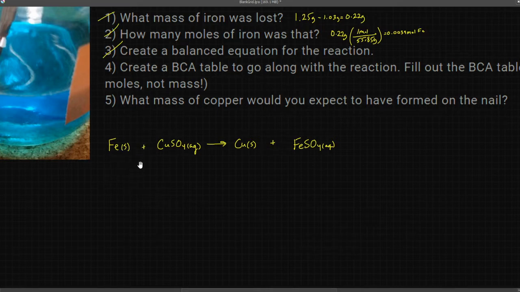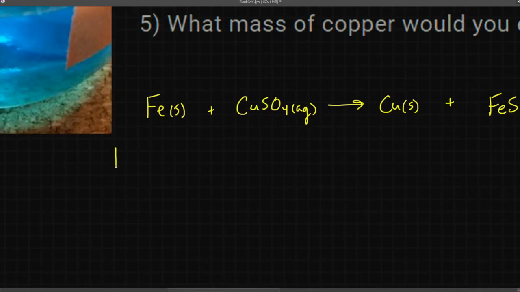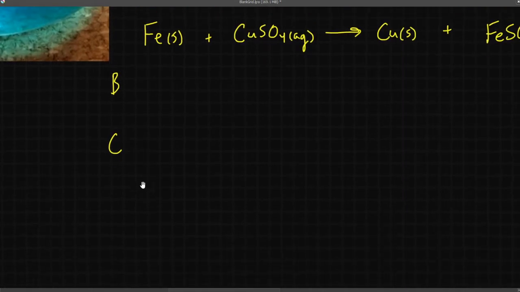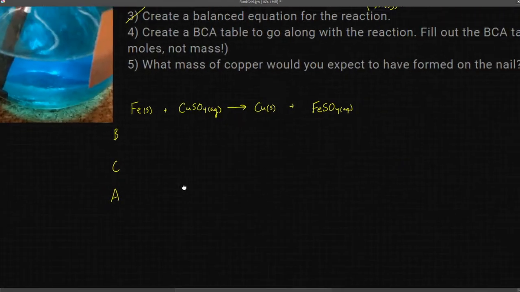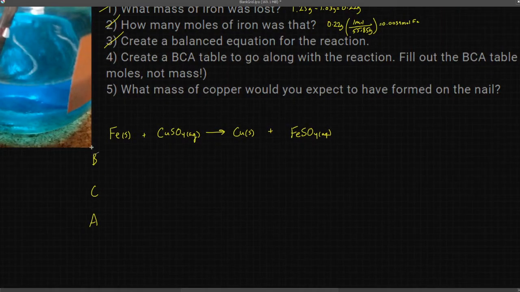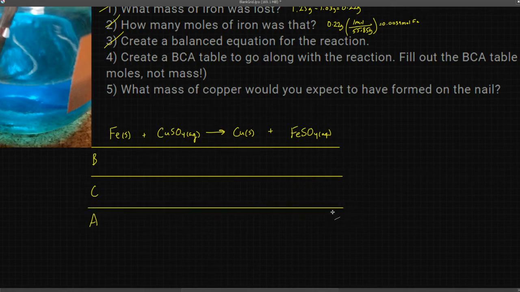Let's do the BCA table. So remember, BCA tables are where we're just keeping track of the moles of everything. So I'm just going to go ahead, finish making this real fast. And what we're going to do is we're just going to start filling in the things that we know are true. So B stands for before the reaction.